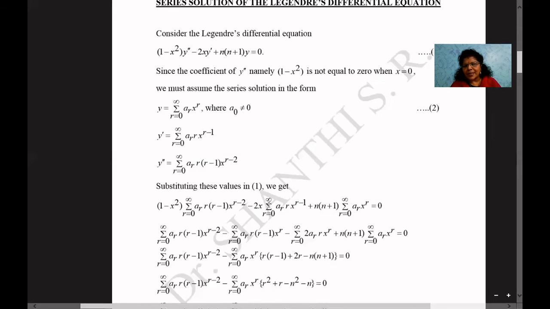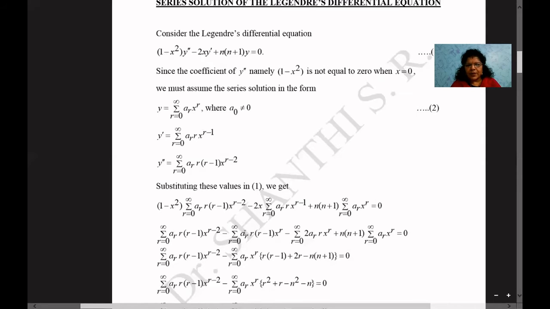Minus, this 2x I am bringing inside the summation, that is sigma r equal to 0 to infinity, 2 into r. This x into x power r minus 1 is x power r. Plus n into n plus 1 is a constant, which I am not taking inside the summation, into ar x power r.